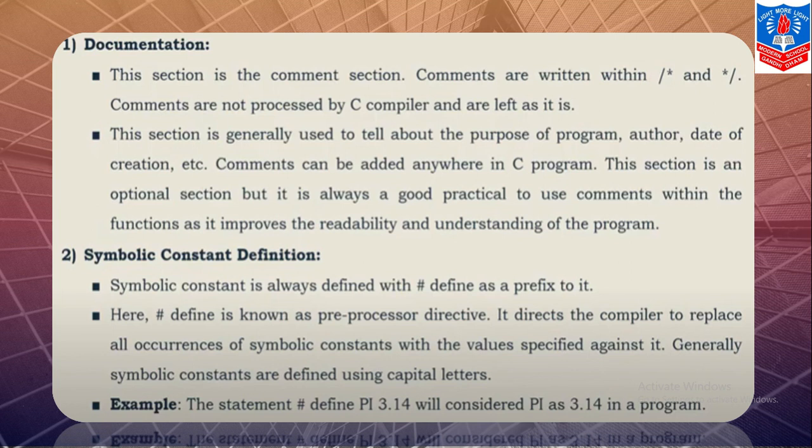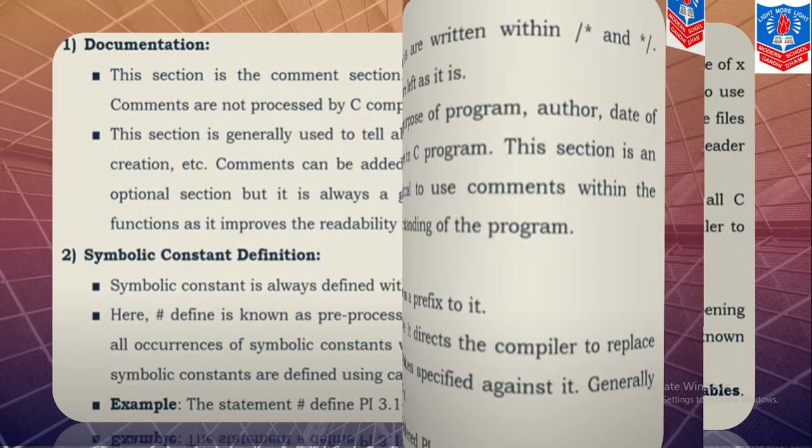Second is symbolic constant definition. A symbolic constant is always defined with a hash symbol prefixed to it. Here, hash define is known as a preprocessor directive. It directs the compiler to replace all occurrences of the symbolic constant with the value specified against it. Generally, symbolic constants are defined using capital letters. Example: the statement hash define PI 3.14 will consider PI as 3.14 in a program.